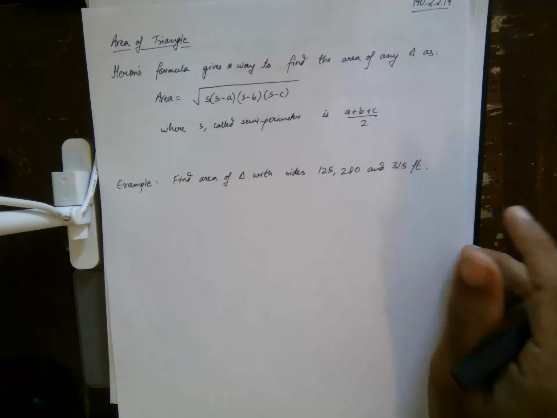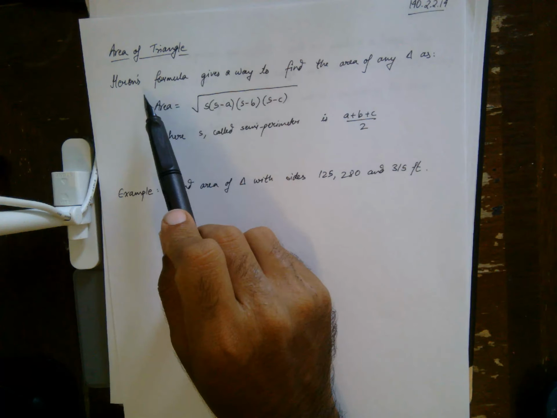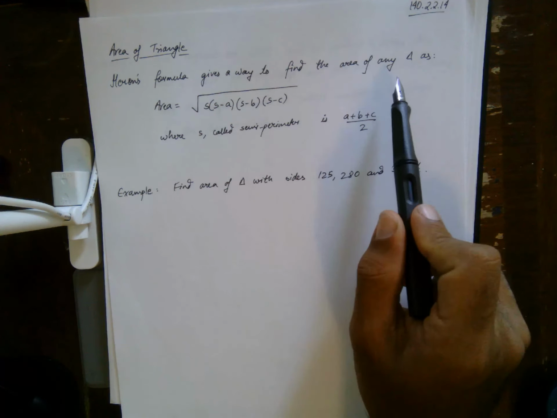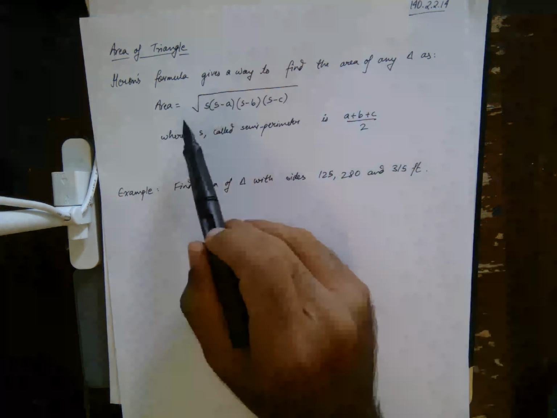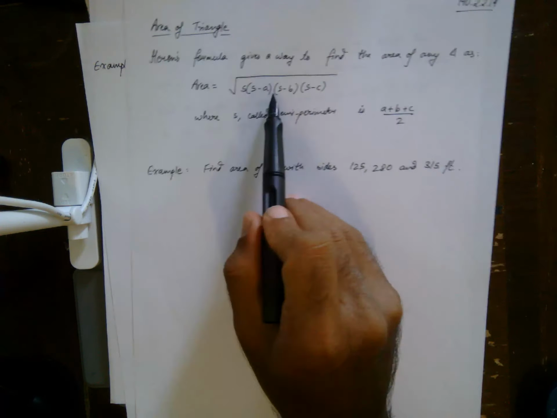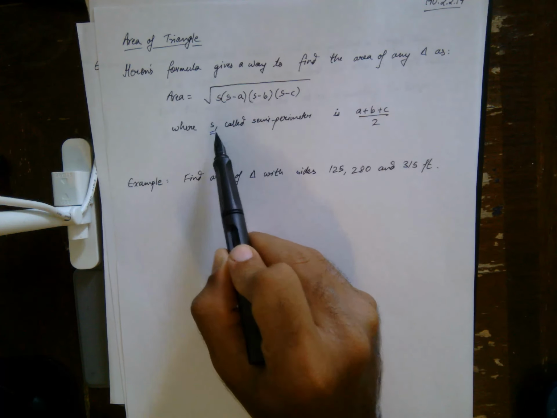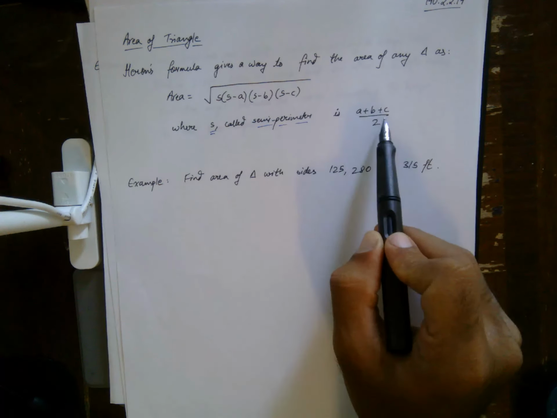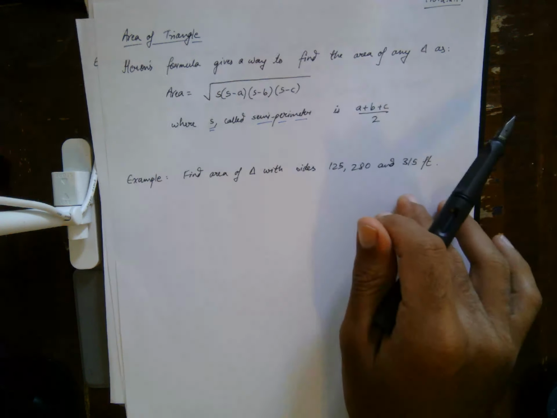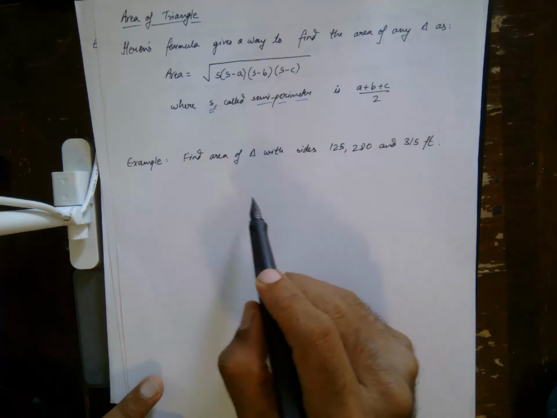Area of triangle. There is a formula called Heron's formula which gives a way to find the area of any triangle. And this area is given as square root of s times s minus a, s minus b, s minus c, where s, which is called the semiperimeter, is a plus b plus c over 2. Now let's look at an example.